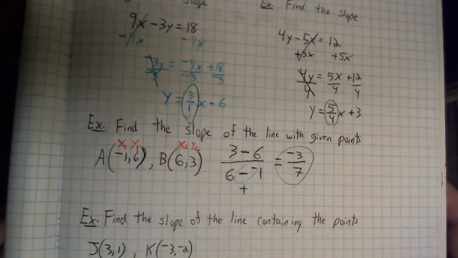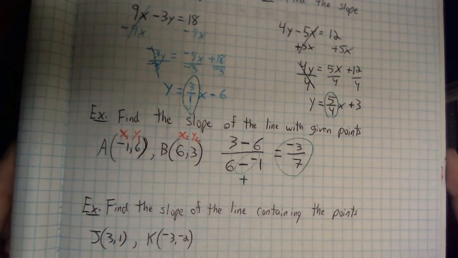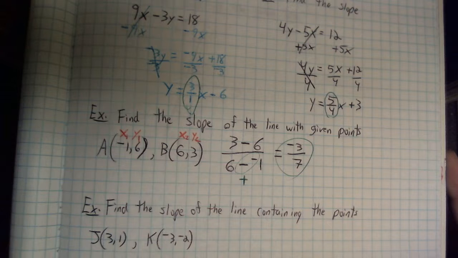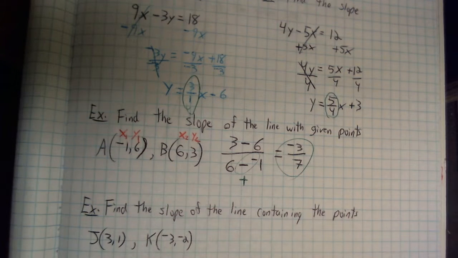Let's see if you can try this one on your own. This one says, find the slope containing points J, (3, 1), and K, (-3, -2). Pause the video, try that one out on your own, and then come back and see how you did.